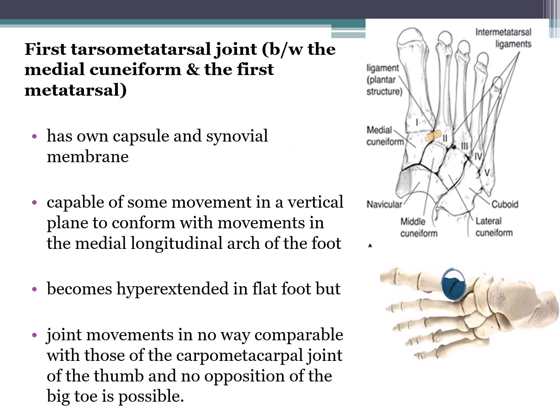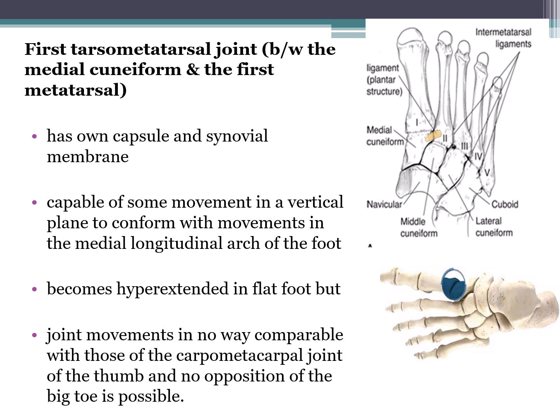Then we have the tarsometatarsal joints, in which the first tarsometatarsal joint is a joint between the medial cuneiform bone and the base of the first metatarsal. So this is the first tarsometatarsal joint. It has its own capsule and synovial membrane. It is a synovial joint capable of some movements in a vertical plane, augmenting the movements in the medial longitudinal arch of the foot.